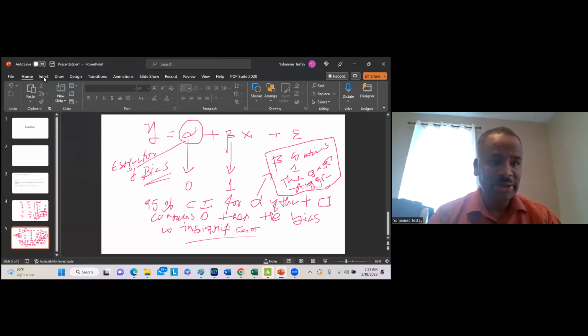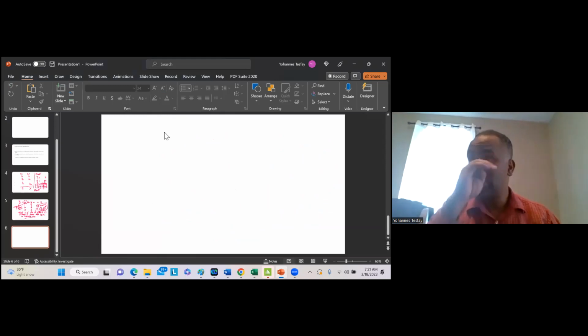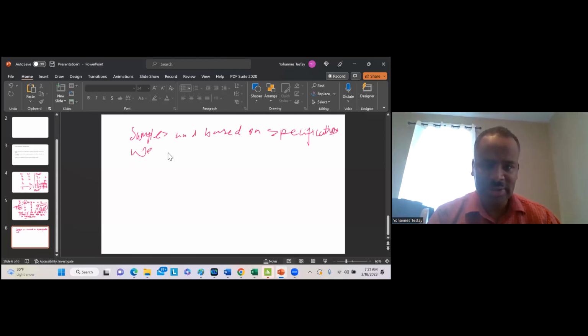Now, the other comparison that we're going to do is based on categorical information. So now, assume you have samples, and based on specifications, we categorize them as good or bad, or pass fail. Let's assume pass fail.